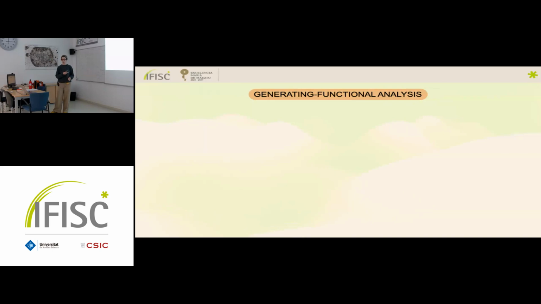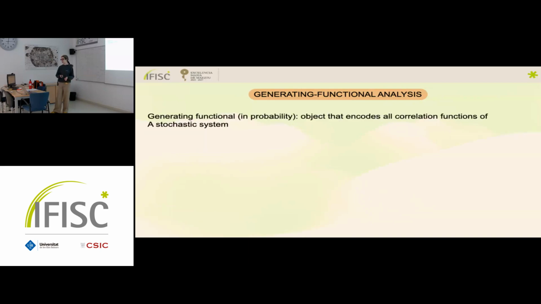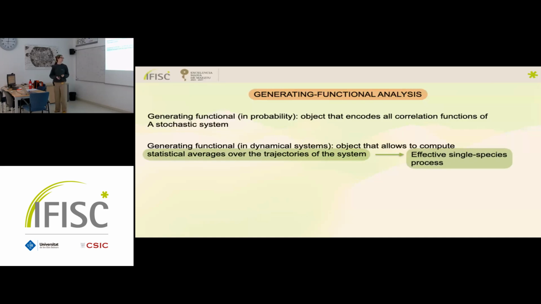The main idea behind generating functionals in stochastic processes is that a generating functional is just an object that contains all correlation functions of our stochastic process. If we know the generating functional, we know all the moments. If we know all the moments, we can fully determine the distribution. The generating functional in a dynamical system is an object that allows us to compute statistical averages over the trajectories of the system. So what does this mean? It is an object that eventually will lead to the effective single species process that we are looking for.